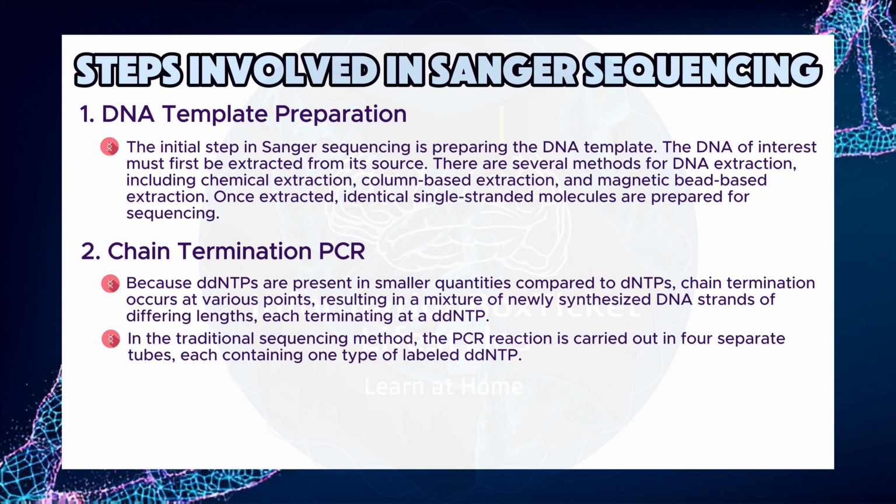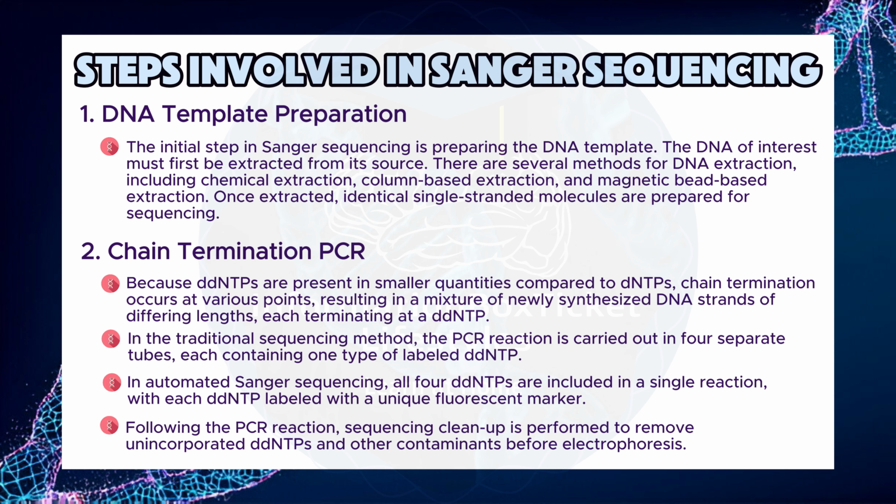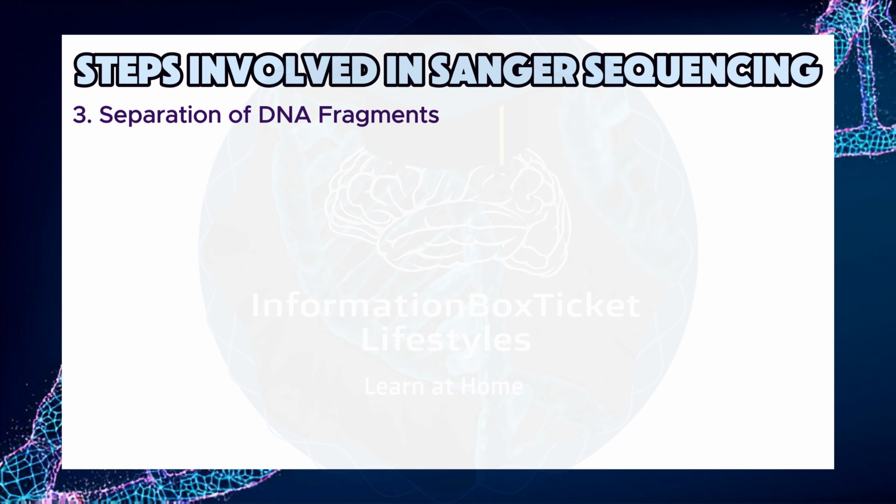In the traditional sequencing method, the PCR reaction is carried out in 4 separate tubes, each containing one type of labeled ddNTP. In automated Sanger sequencing, all 4 ddNTPs are included in a single reaction, with each ddNTP labeled with a unique fluorescent marker. Following the PCR reaction, sequencing cleanup is performed to remove unincorporated ddNTPs and other contaminants before electrophoresis.